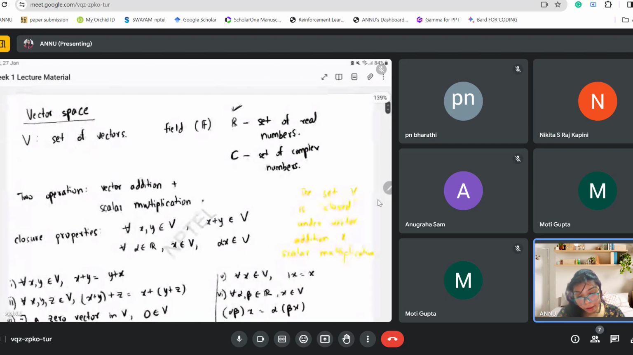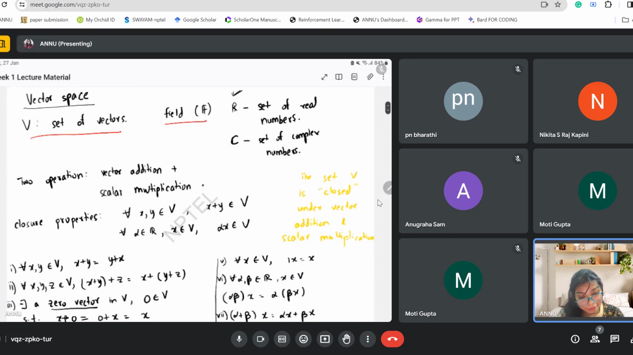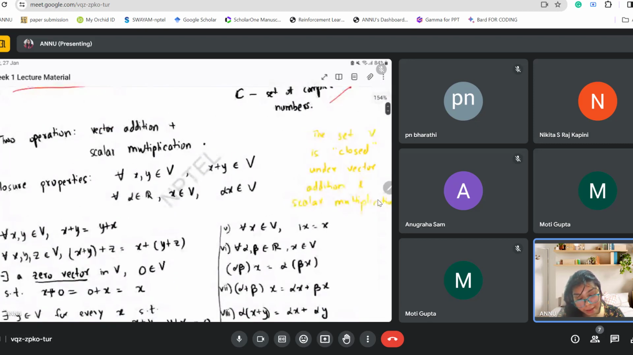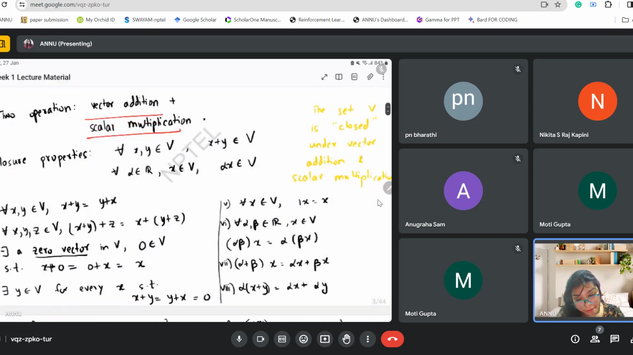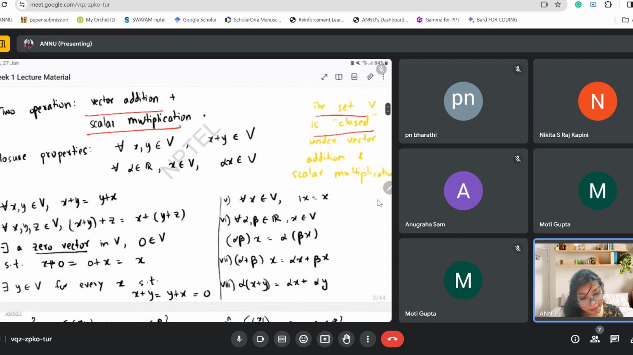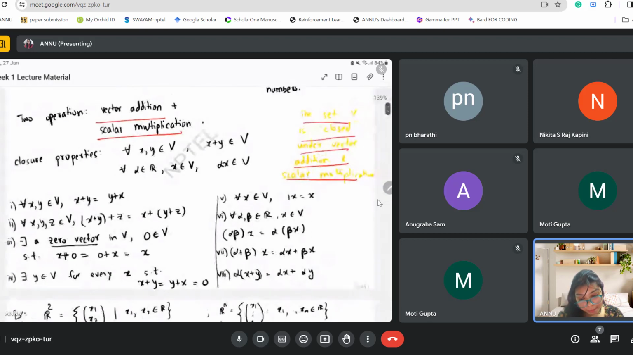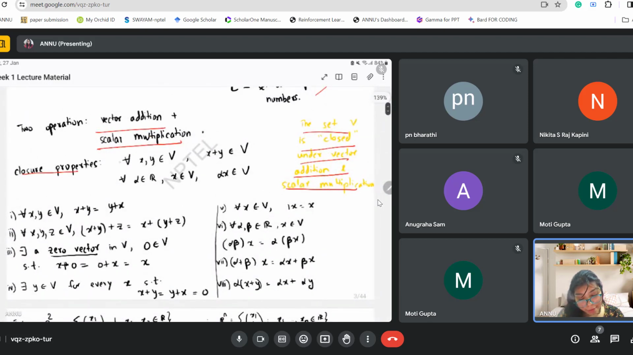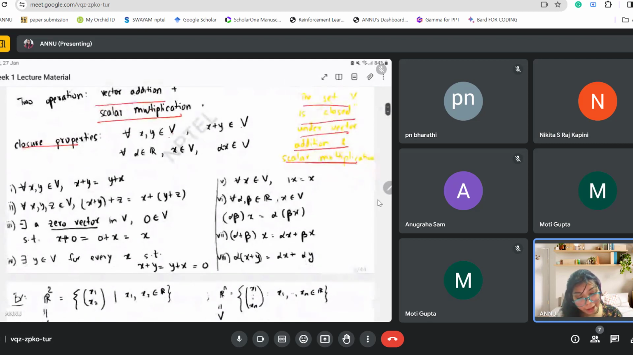Going back to the sir's notes, a vector space is a set of vectors over a field, and any field can be real numbers or complex numbers. It has two operations, vector addition and scalar multiplication, with closure under vector addition and closure under scalar multiplication. The closure property states that for all x, y belonging to V, x plus y should also belong to V. For all alpha belonging to R and x belonging to V, alpha x also belongs to V.